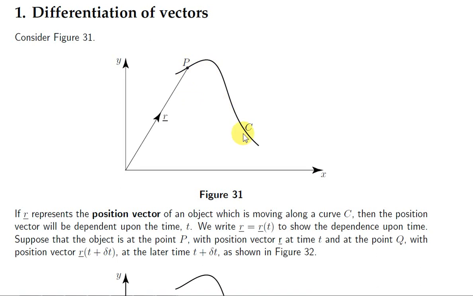This curve is the trajectory of an object moving in 2 dimensions. Vector r is the position vector of that object. So we can imagine this object moving along the curve. Obviously, vector r is changing with time, so vector r is a function of time.